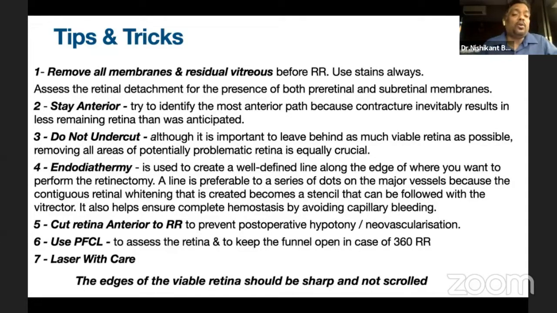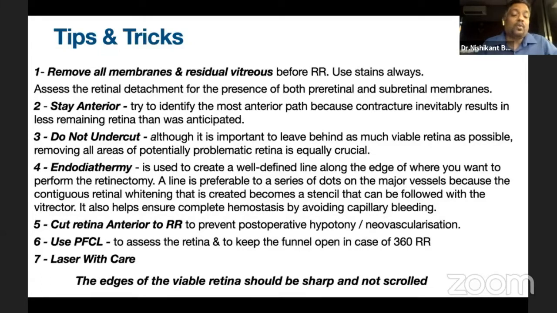Having said that, don't undercut it just because you don't want to cut too much retina. Otherwise, you end up leaving fibrotic retina, which again contracts and leads to failure of surgery. It's always better to have endodiathermy, and you can use it as a series of dots rather than creating a straight line, because a series of dots gives you better hemostasis. You can do it on the major blood vessels only, so that you prevent bleeding and over-cauterization in that area.